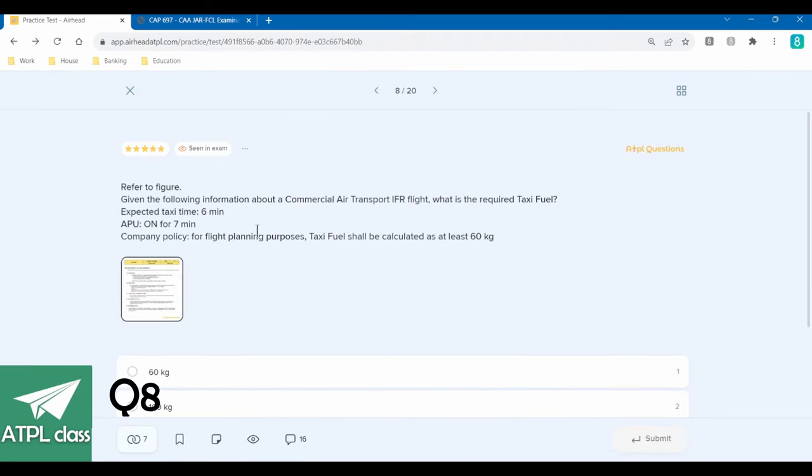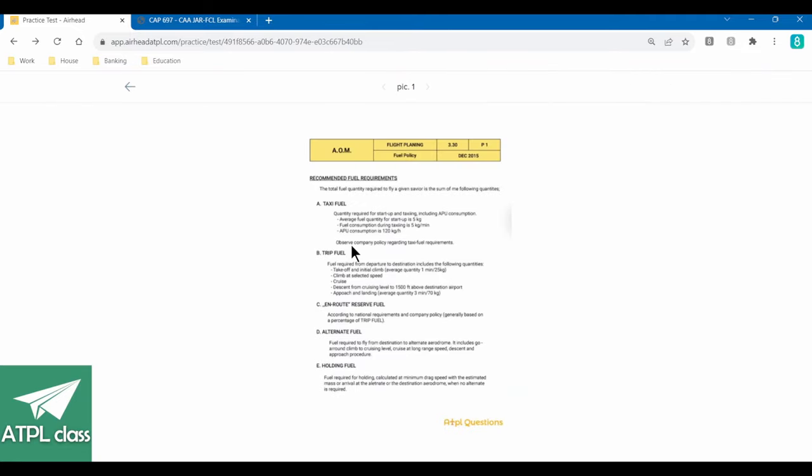Refer to the figure. Given the following information about a commercial air transport IFR flight, what is the required taxi fuel? Estimated taxi time 6 minutes, APU on for 7 minutes. Company policy for flight planning purposes, taxi fuel should be calculated as at least 60 kilograms. All right, what's this information say? So, the total fuel quantity required for flight is the sum of the following quantities. Taxi fuel, quantity required to start up an engine including APU consumption. Average fuel quantity for startup is 5 kilograms.